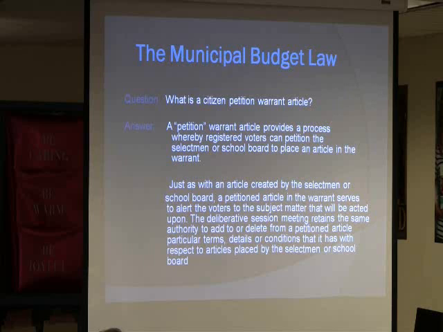What's a citizen's petition warrant article? A petition warrant article provides a process whereby registered voters can petition the selectmen or the school board to place an article in the warrant. And basically, the warrant article is put on the ballot at the deliberative session, the same type of discussion that a regular warrant article would have. The citizens petition warrant article would also have that same discussion, and the voters at that time can either recommend to change the warrant article and or have the warrant article forwarded to be included in the voting ballot.